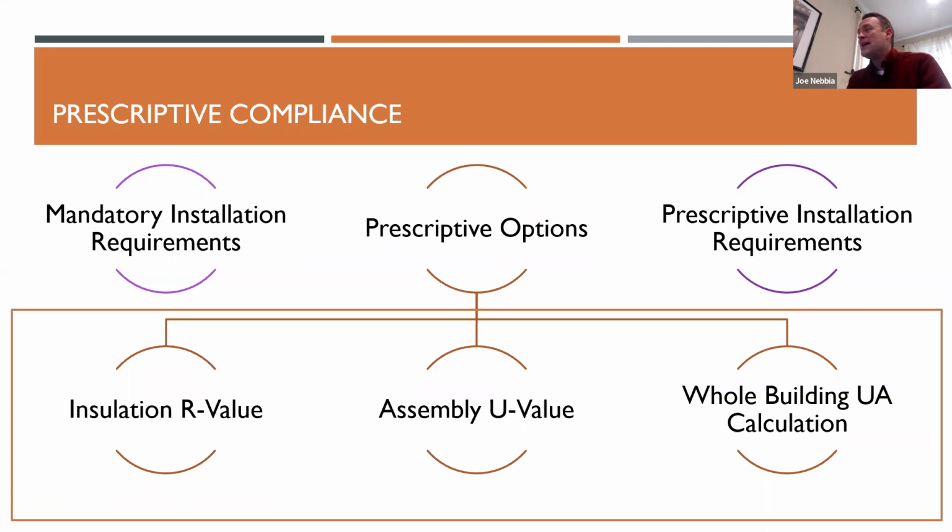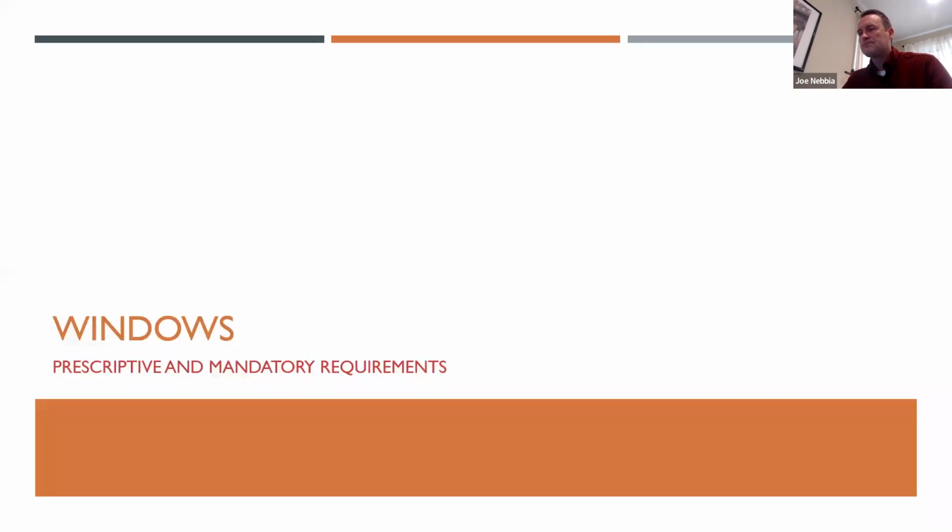And the whole building UA is an area weighted average calculation of the U value. So it takes my walls, my windows, my ceiling, my floors, my basement, whatever I'm insulating, and it does a whole building calculation of the U value times the area of those assemblies. And then I can use that method to gain a little bit of flexibility, and we'll go through an example of that in a little bit.